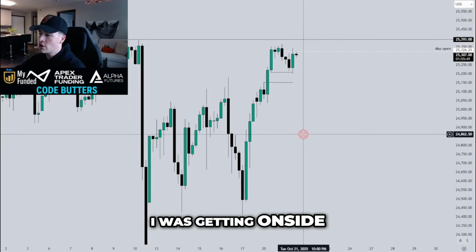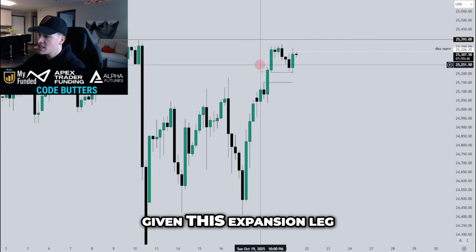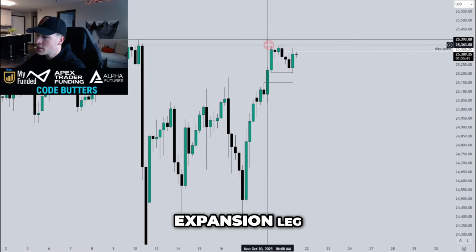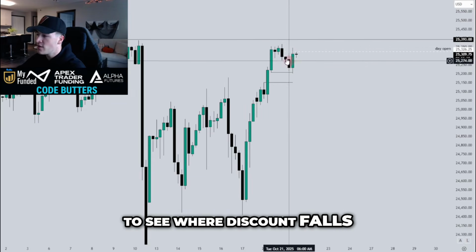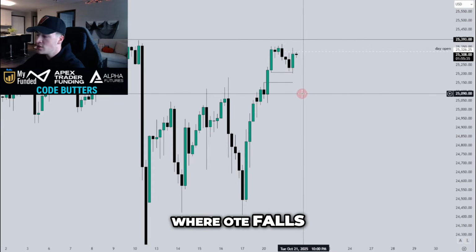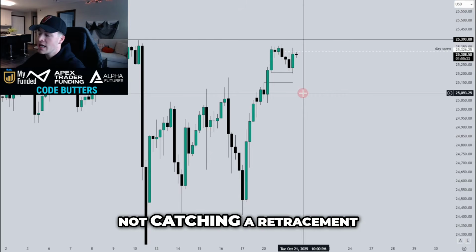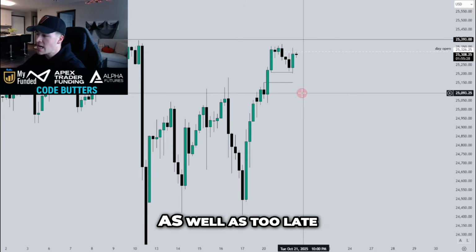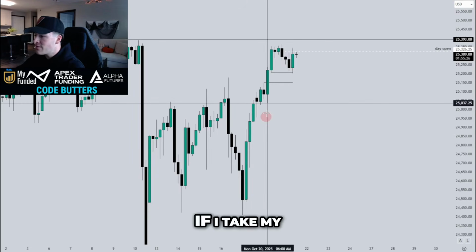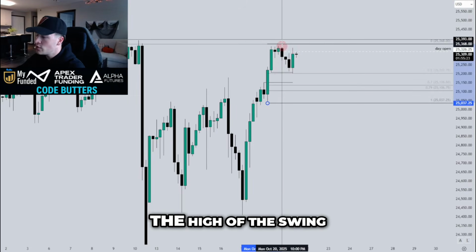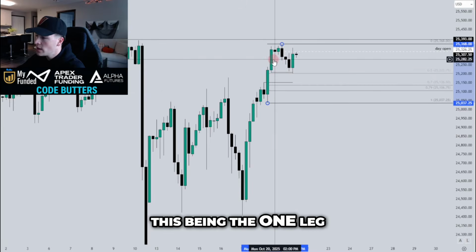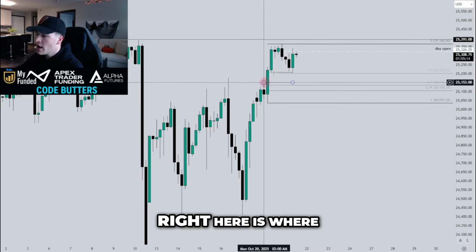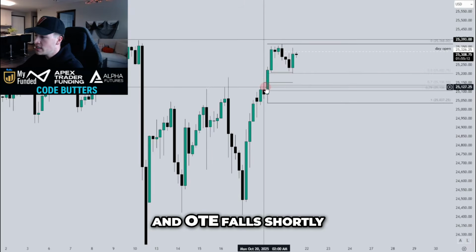To make sure that I was getting on side with a fair retracement given this expansion leg, what I did coming into AM session open was measure out this expansion leg to see where discount falls, where OTE falls, to make sure that I'm not catching a retracement setup with a lower time frame confirmation too early as well as too late. If I take my fib from the low of this candle to the high of the swing, this being the one leg, right? Swing low into the swing high. As you can see, right here is where equilibrium rests and OTE falls shortly below it.